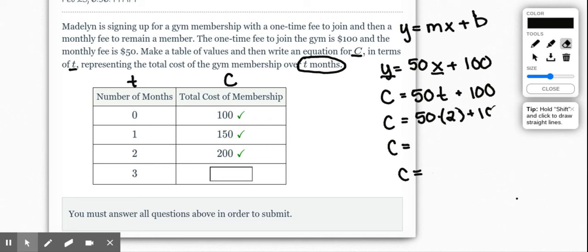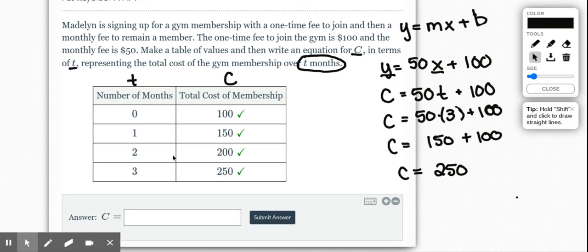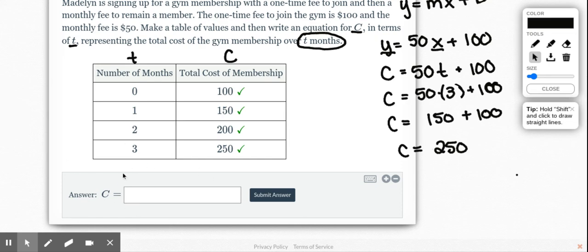Okay, so for the last one, we'll plug in 3 months, which would be 150 plus 100. So our total cost would be 250, and hit enter. Once you hit enter, you'll notice that another answer box will pop up.